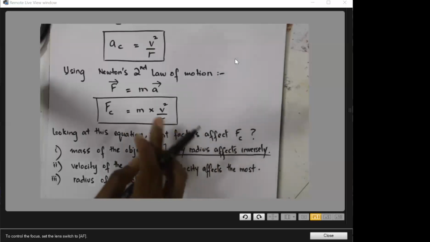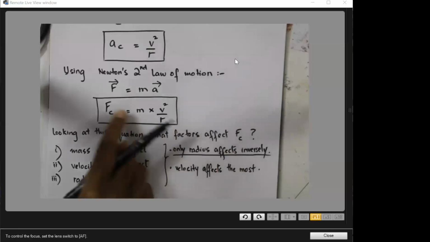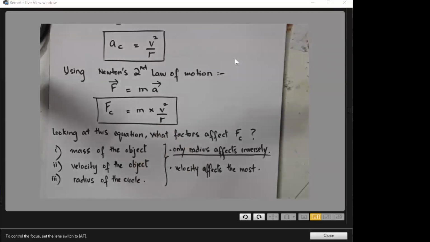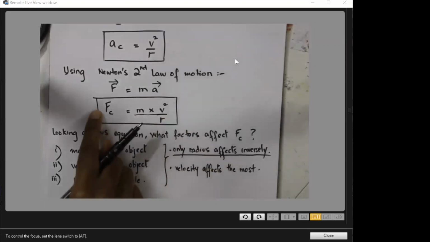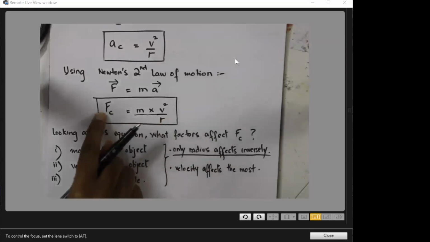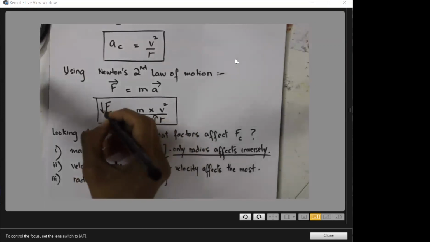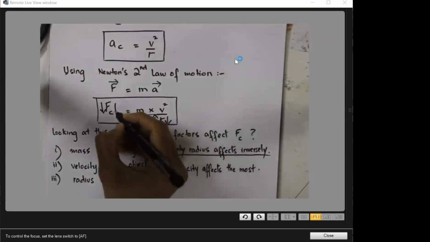Now of these factors, radius is the only one which is affecting it inversely, because radius is on the other side of the fraction bar. That means if radius increases, centripetal force should decrease, and if the radius decreases, centripetal force should increase. So they are going in the opposite direction.